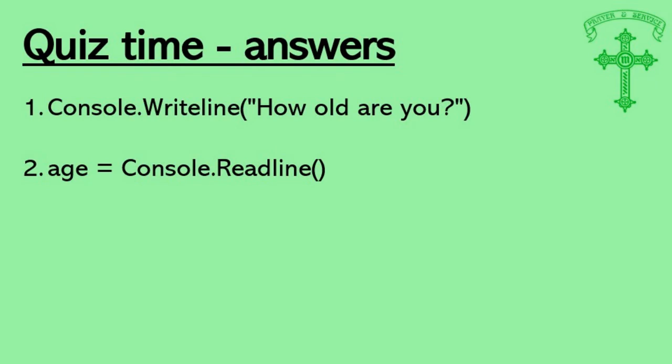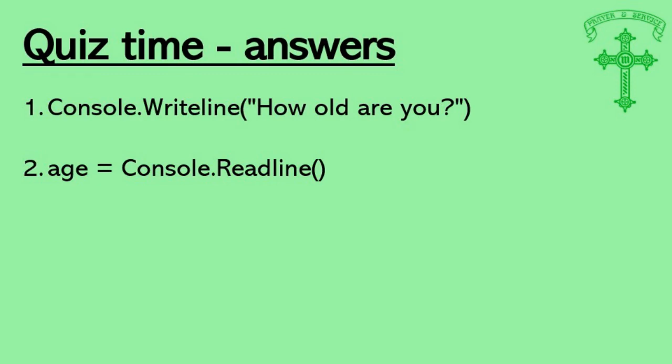If you did manage to write it, you'll be looking for something like Console.WriteLine, open brackets, open speech marks, how old are you, and close speech marks, close brackets. And to store the information, you'd put age equals Console.ReadLine. And then to output it, you would do Console.WriteLine. And then without the speech marks, but inside the brackets, you just put age.